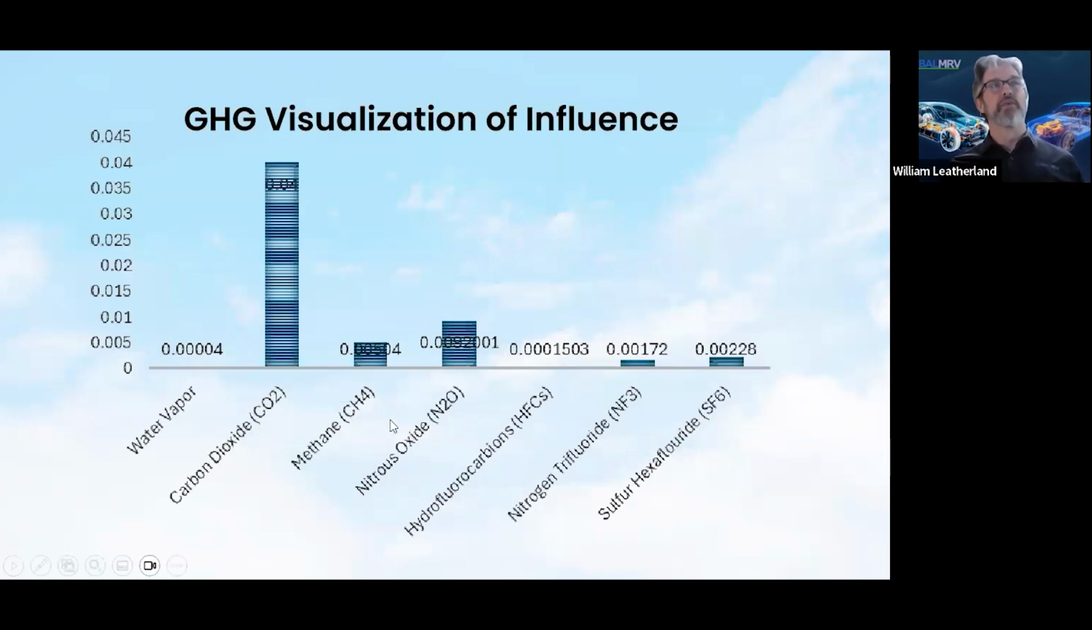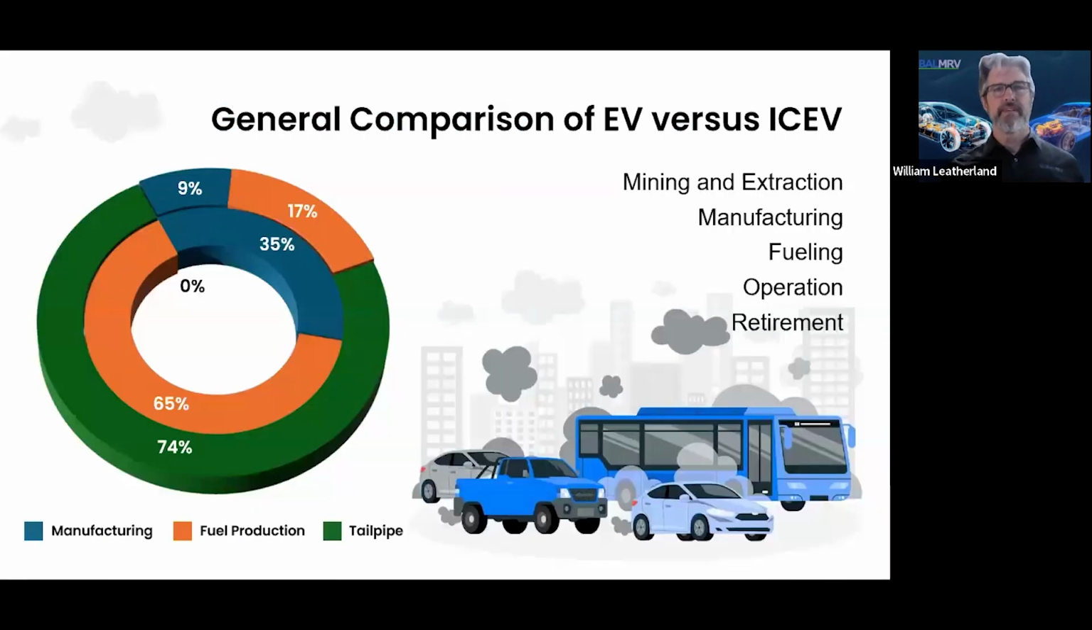But that gives you the reason why we compare everything to a carbon dioxide equivalent, because we want to know how much it would influence if it was carbon dioxide, and we have a standard that we can compare it to. I hope that gives you a general idea of how we create a carbon dioxide equivalent and why we use it to measure everything, so we have a standard scale. Now, getting back to that general comparison, it's no longer going to be a general comparison. We're going to get a little bit more specific. We're actually going to get into the mining and extraction, the manufacturing, the fueling, the operation, and then the retirement.